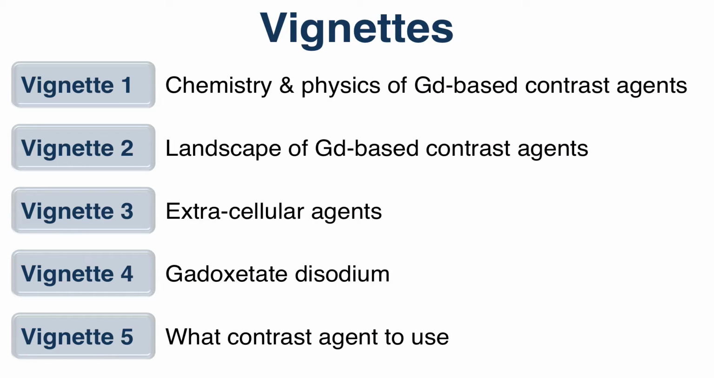All right, so this lecture will have 5 vignettes, and we're probably not going to get through all of them because the pizza will be arriving soon. But we're going to talk a little bit about the chemistry and physics of gadolinium-based contrast agents, the landscape of gadolinium-based contrast agents, extracellular agents, gadoxetate, also known as Eovist, and then finally, what contrast agent to use.